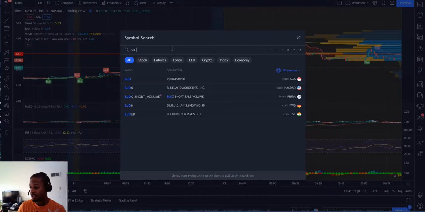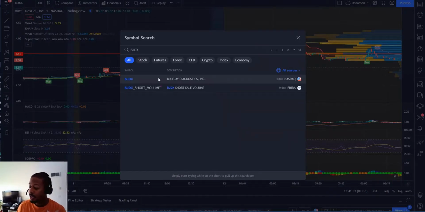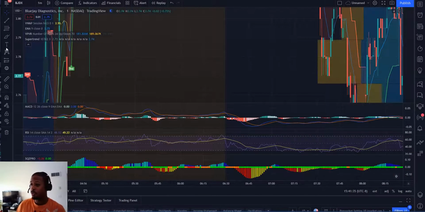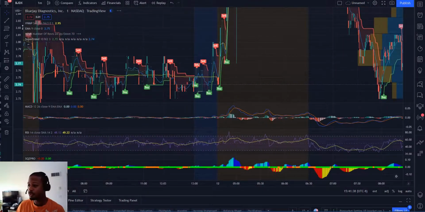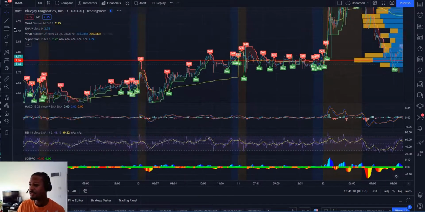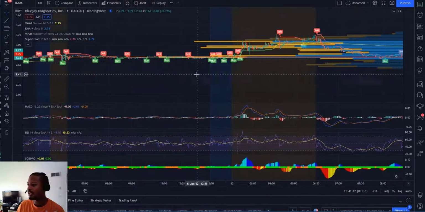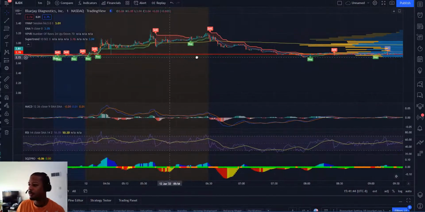Let's take a look at BJDX. Yeah, I bet you guys thought I was just going to go over all the stocks that were successful and the alerts that kept running. No, you need to see the ones that work and the ones that don't work. You're not going to become a good trader if you don't. And that's the purpose of this.